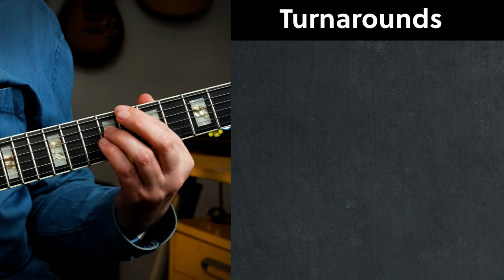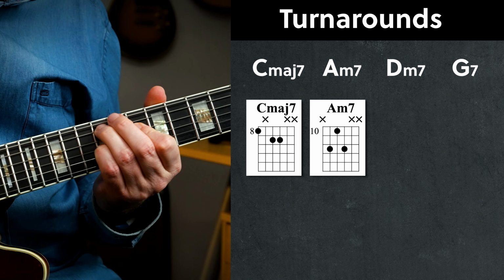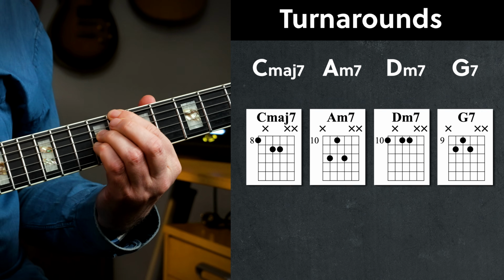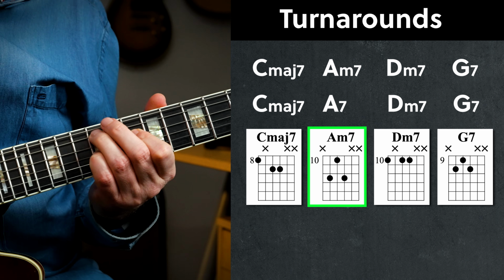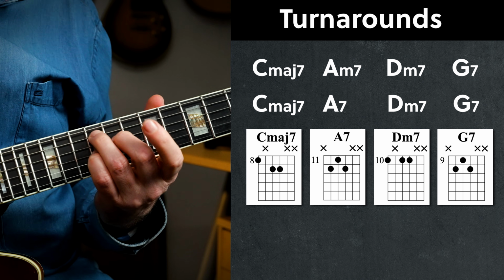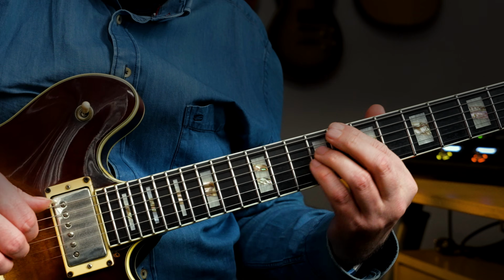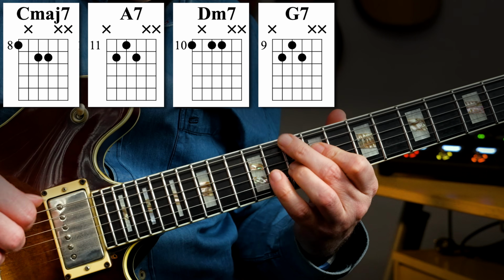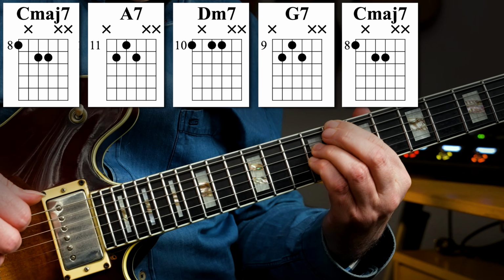Now here are the most common variations in C major. The basic one, just that 1-6-2-5. Now a lot of the time, the A minor 7 becomes an A7, because there's sort of a stronger energy towards the D minor 7. And then you have this. And sometimes the 1 chord is replaced by an E minor 7, but it's still essentially the same turnaround.